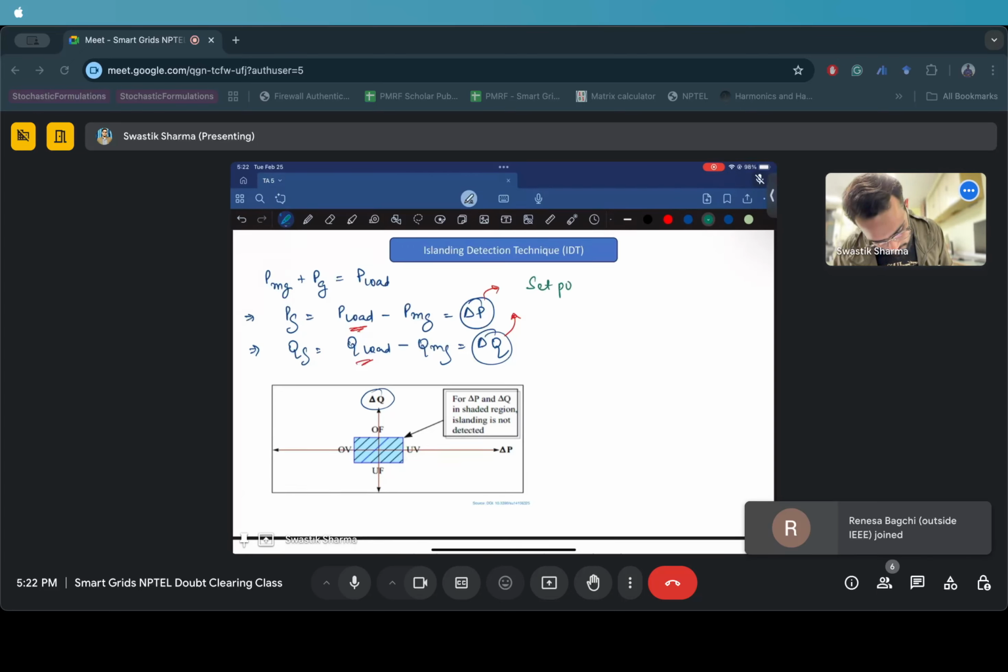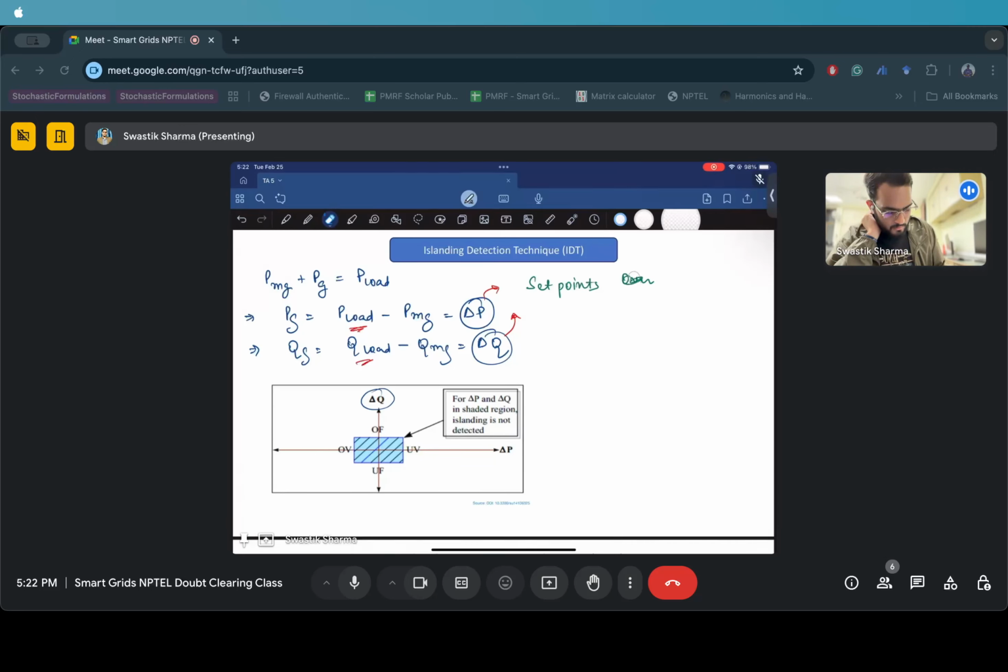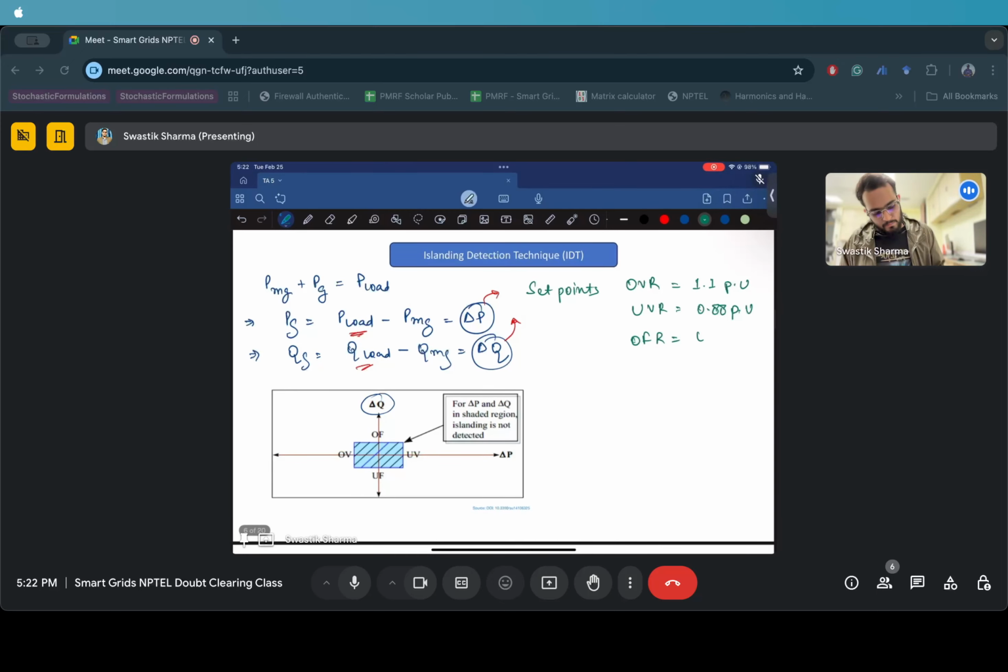They have set points, which are over voltage rating. I will just read. So they have an over voltage rating of 1.1 pu and an under voltage rating of 0.88 pu, and over frequency rating. So over there in the slides, it's taken directly from the standard, right? And IEEE issues standards which are set for American infrastructure, right? So they use 60 hertz as frequency. So over there they have used 60.5, I guess.